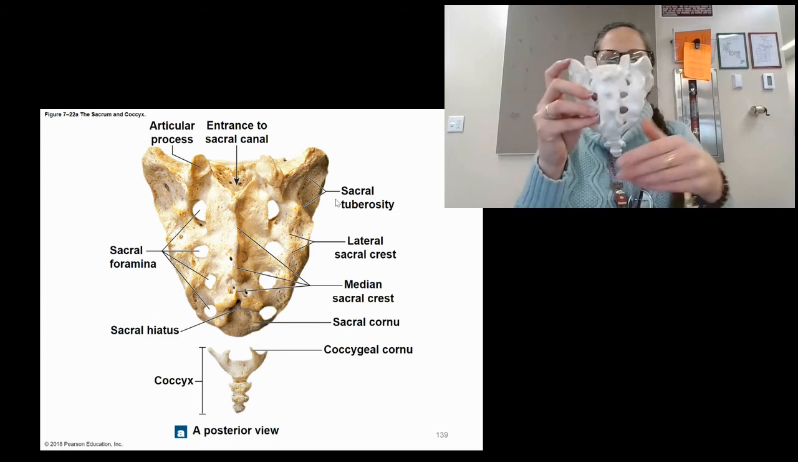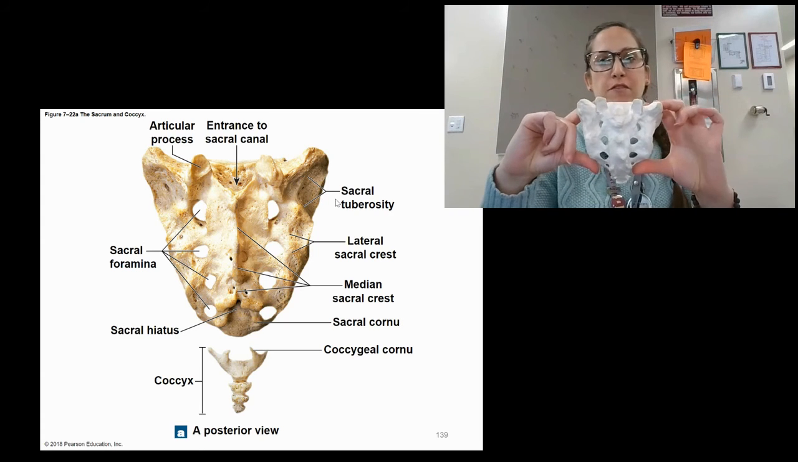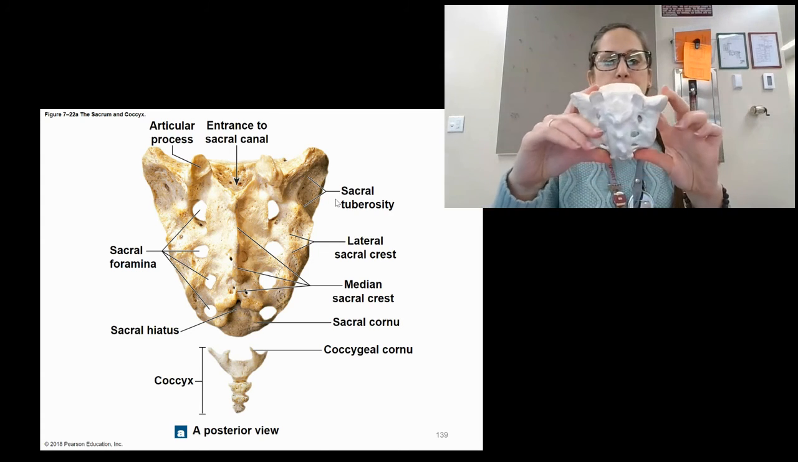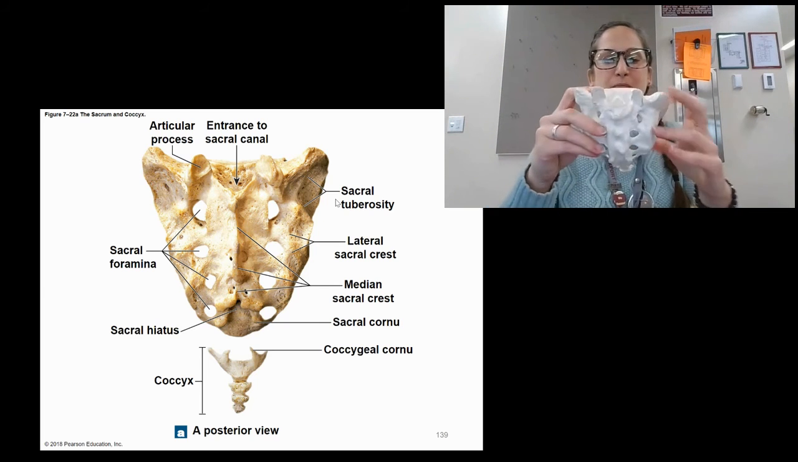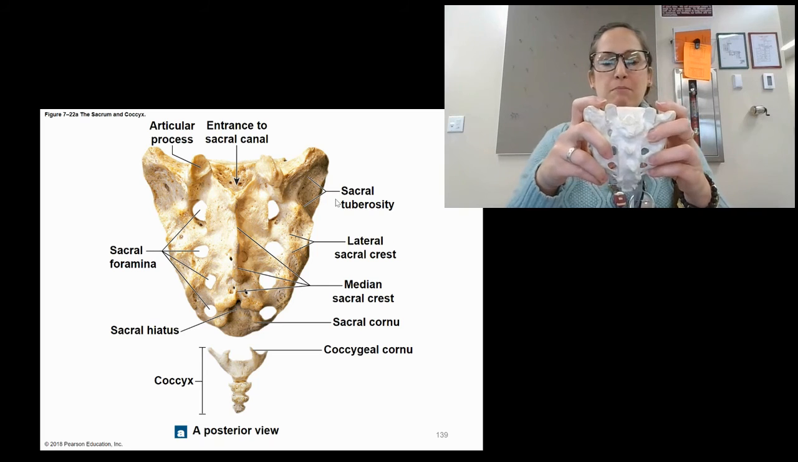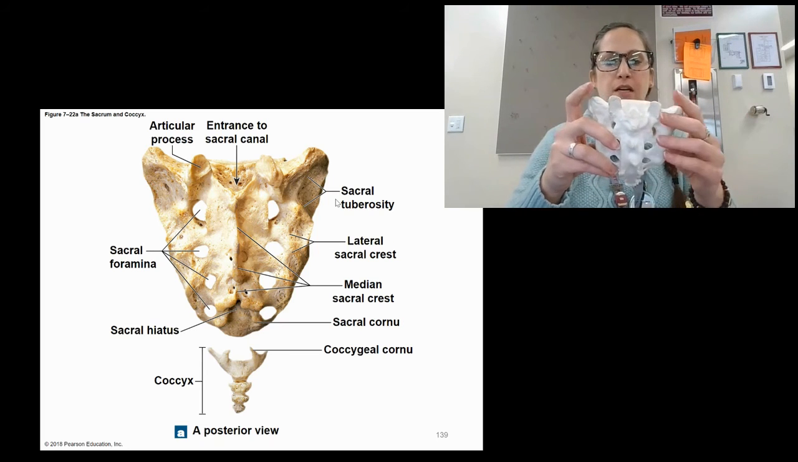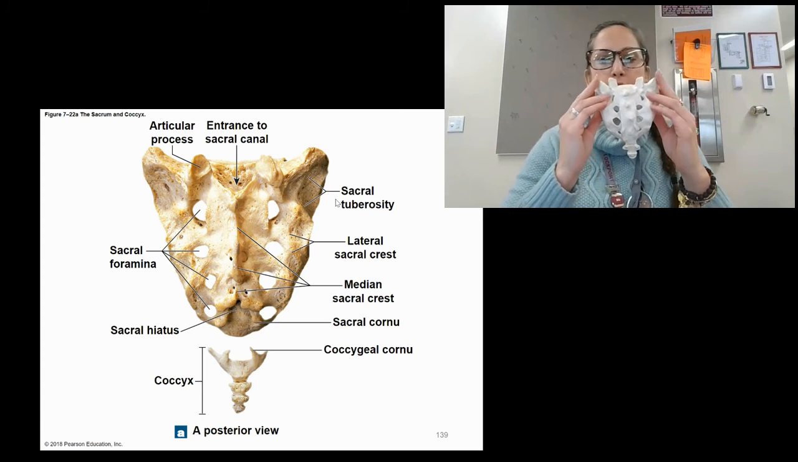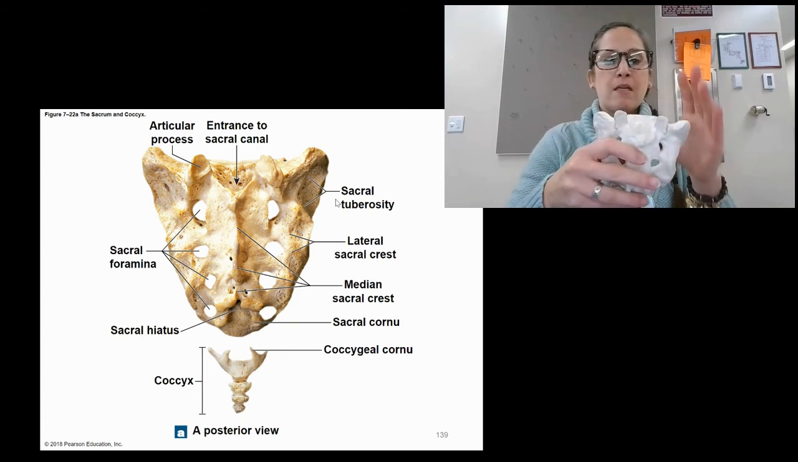We're at our sacrum and our coccyx. So the sacrum is actually a fusion of 5 vertebra, and you can see the transverse foramen openings that have occurred there. They're referred to as the sacral foramina when we get down there. All of these segments would have been the bodies that have fused together, and obviously large tuberosities and crests that are built out of that fusion.